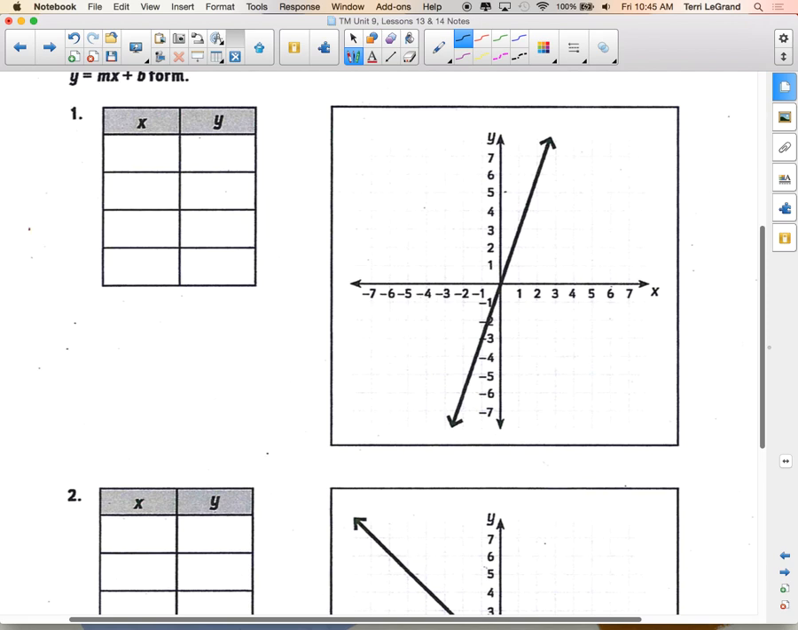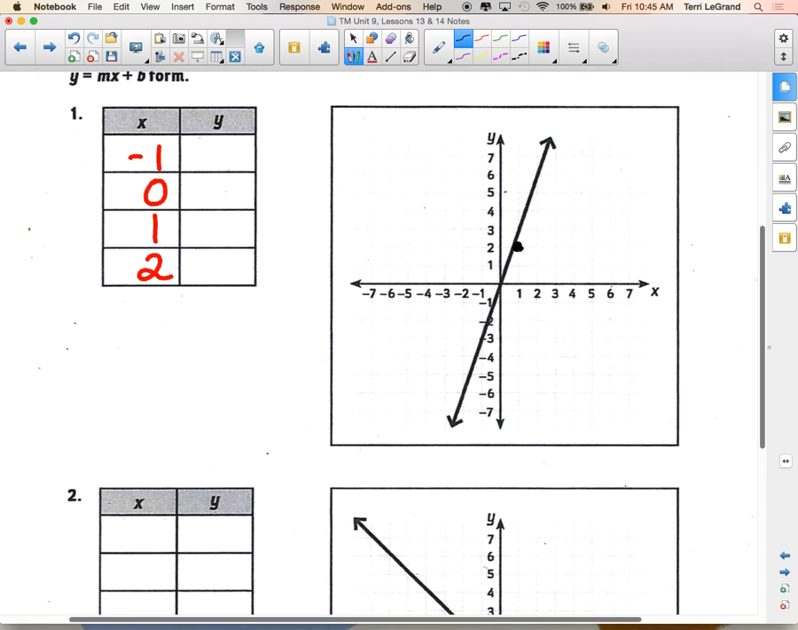Negative coordinates use negative 1, 0, 1, and 2. Okay, so that means we'll go to the graph, and where x is equal to negative 1, we'll follow it up to the graph, and we'll find out what's the y value at that location. Okay?